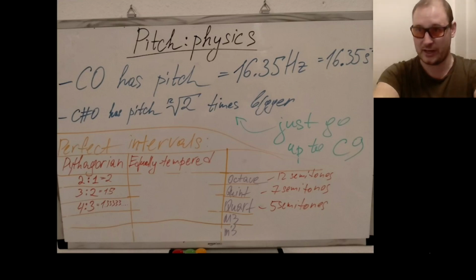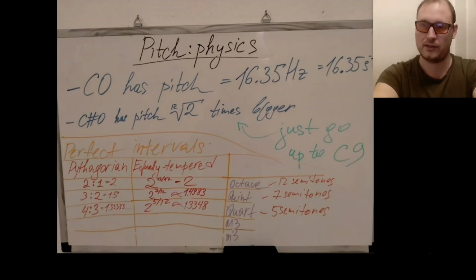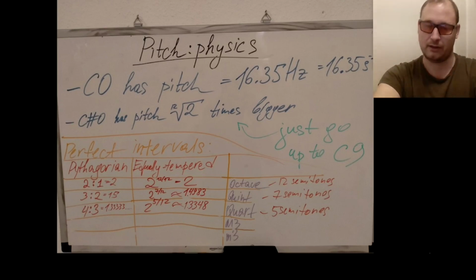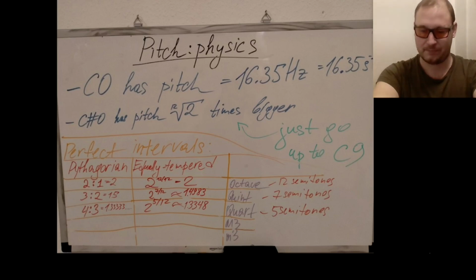And in our equally temperate scale, or system of measurement, we have the same intervals defined in semitones. Let's say octave has 12 semitones, perfect fifth 7, perfect fourth 5. And then if we calculate the actual pitch relation based on this semitones definition, we will see that these pitch relations do not really coincide with their perfect definitions. And this actually leads to some imprecision in instruments tuning.